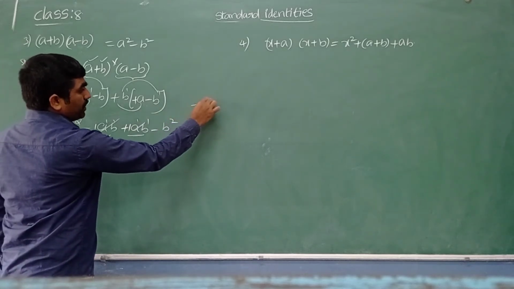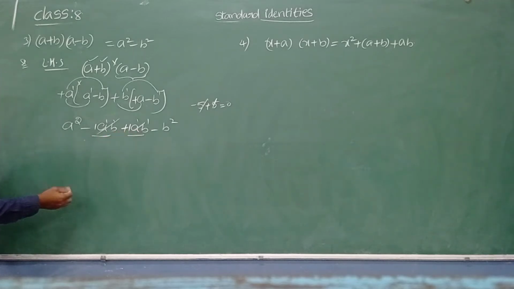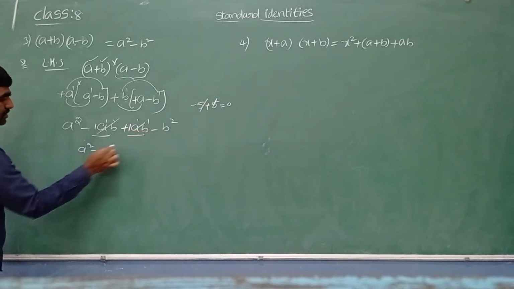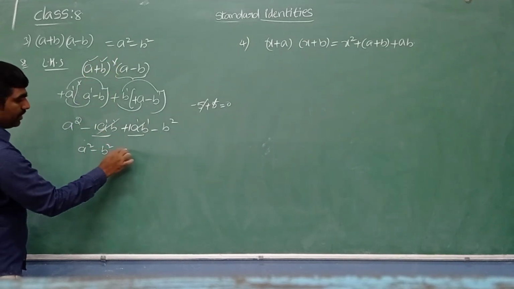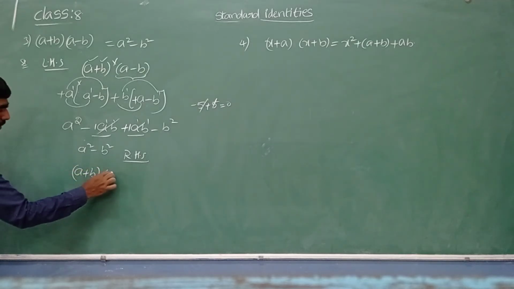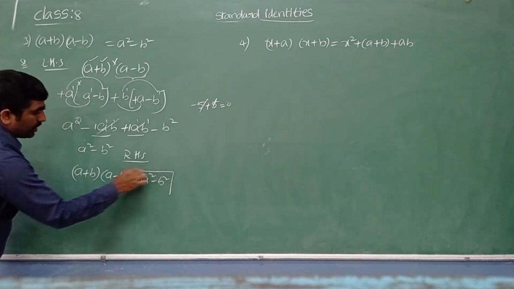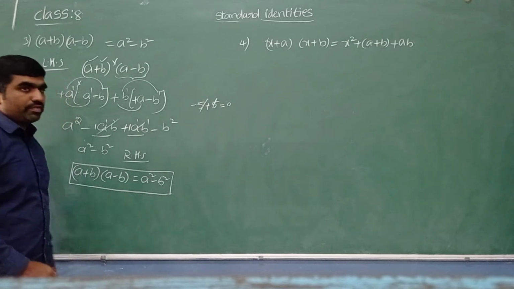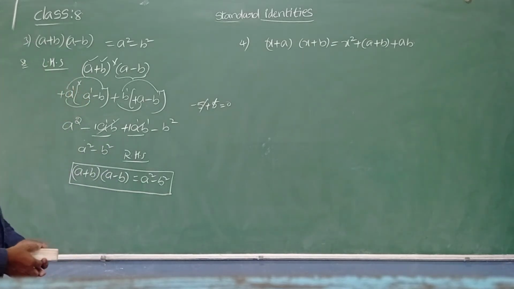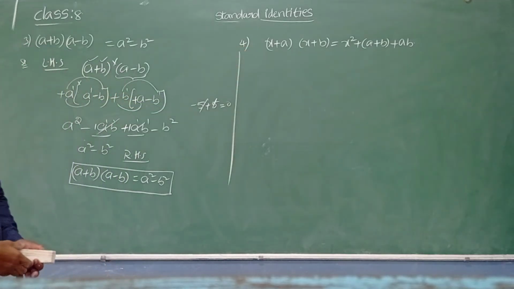Like when we have minus 5 plus 5, equal to what? 0. Minus 5 plus 5 is 0. Similarly, minus ab plus ab is also 0. So what is the result here? a² - b². It is exactly the RHS. Therefore, we can write (a + b)(a - b) is equal to what? a² - b². This is one of the algebraic identities we can use to find the product of algebraic expressions. Not only algebraic expressions, to find the product of numerical expressions also we can use these identities.